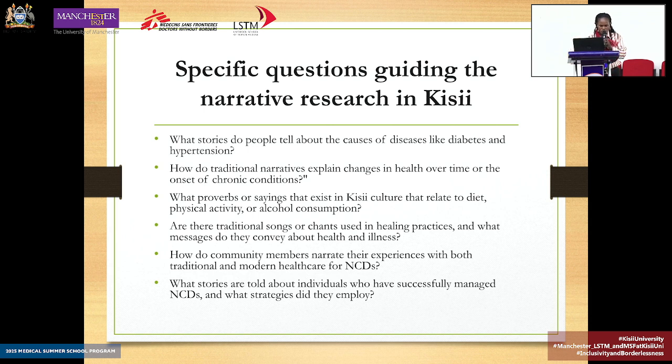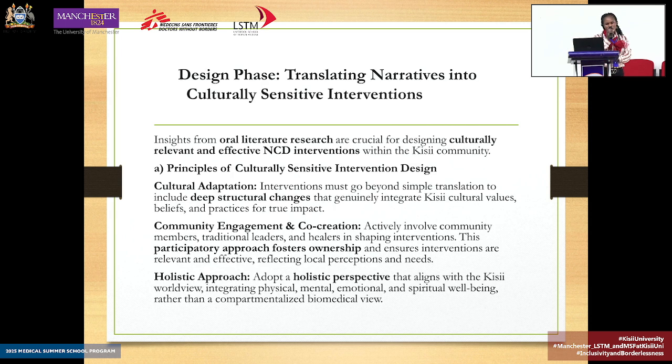Those are some of the questions that can help you when you are doing a narrative research approach. And then another thing that we need to talk about is the designing phase, or the design phase. Now, how do you translate these narratives into culturally sensitive interventions? We have principles here that need to guide you.